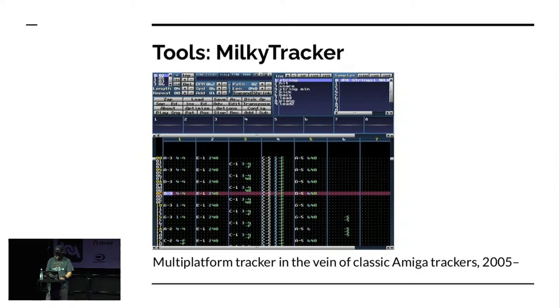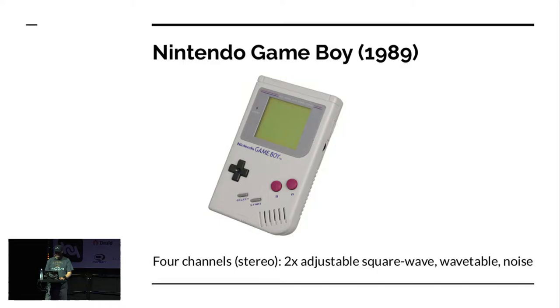Then that Nintendo Game Boy part, which was a bit more involved. The Nintendo Game Boy has 4 sound channels. It even has stereo panning. You can have the channels in the middle, left, or right. So it was actually pretty advanced for the time. You can have 2 adjustable square wave channels, so you can adjust the pulse width to make it sound different. And then you have this wavetable channel, so it's effectively a little sample that you play over and over again. And then you have the noise channel for, again, percussion.